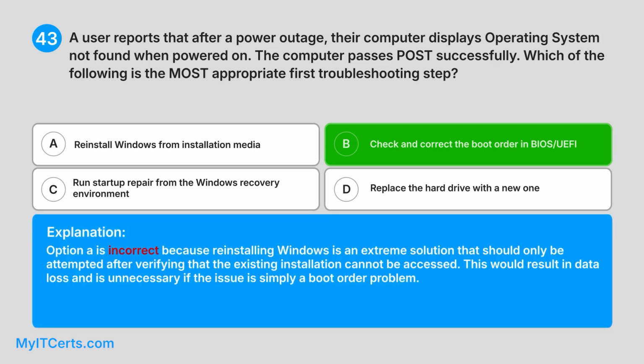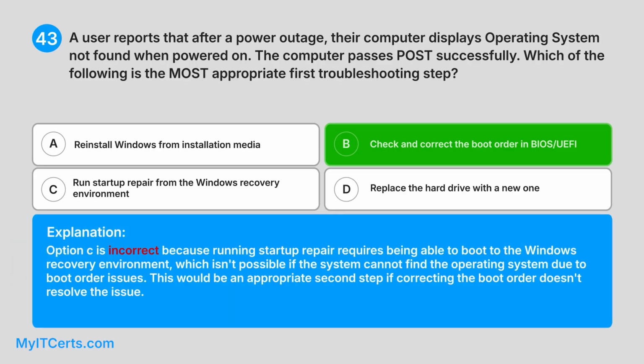Option A, reinstall Windows from installation media, is incorrect because reinstalling Windows is an extreme solution that should only be attempted after verifying that the existing installation cannot be accessed. This would result in data loss and is unnecessary if the issue is simply a boot order problem.